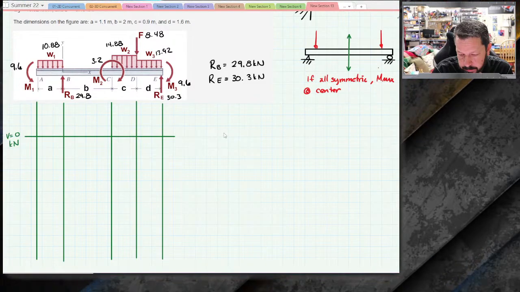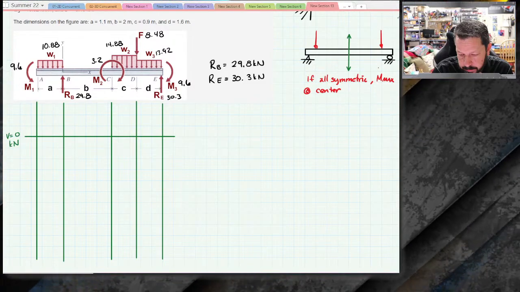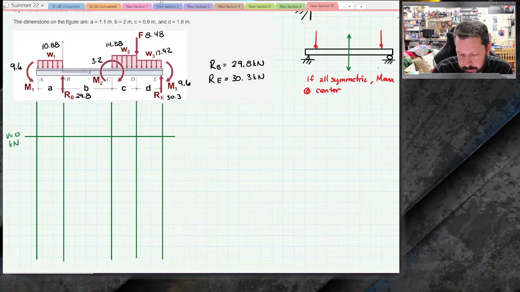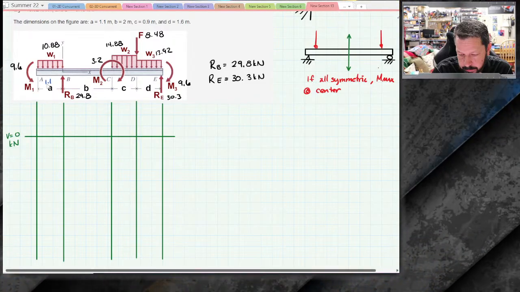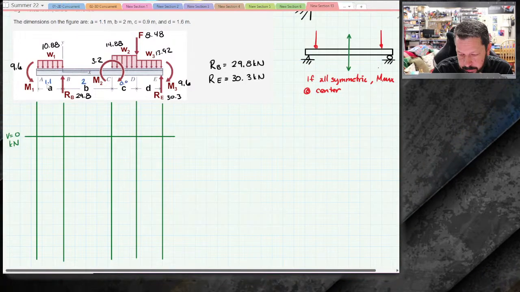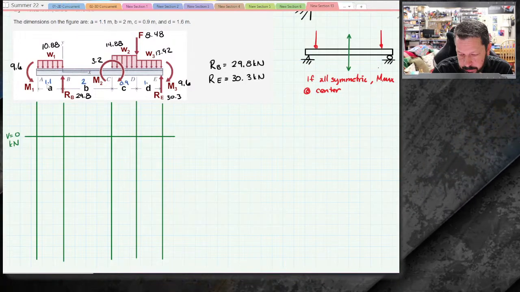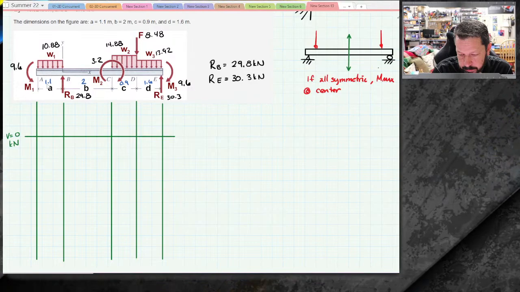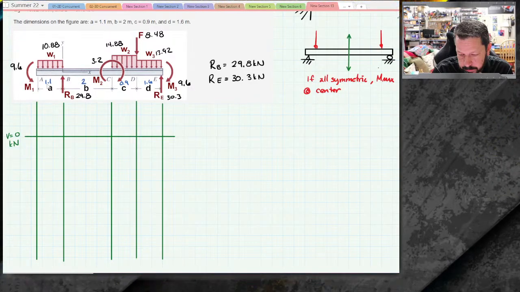Okay. And we need to put in A, B, C, and D. Let's see. A is 1.1 meters. B is 2. C is 0.9. And D is 1.6. Let me find my calculator. We're definitely going to need that. Here it is.